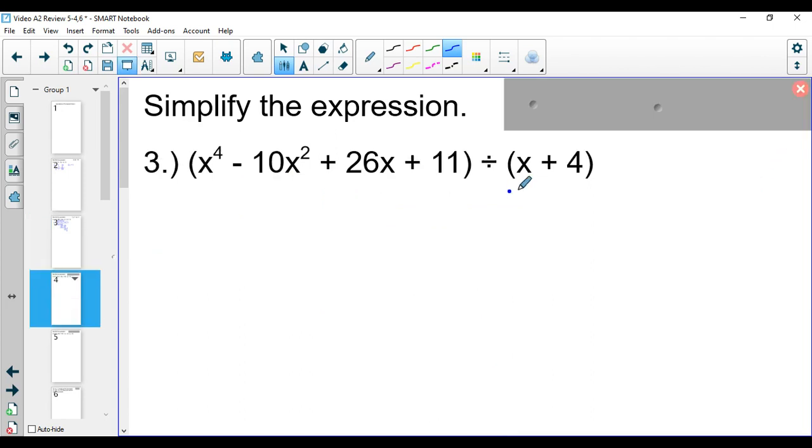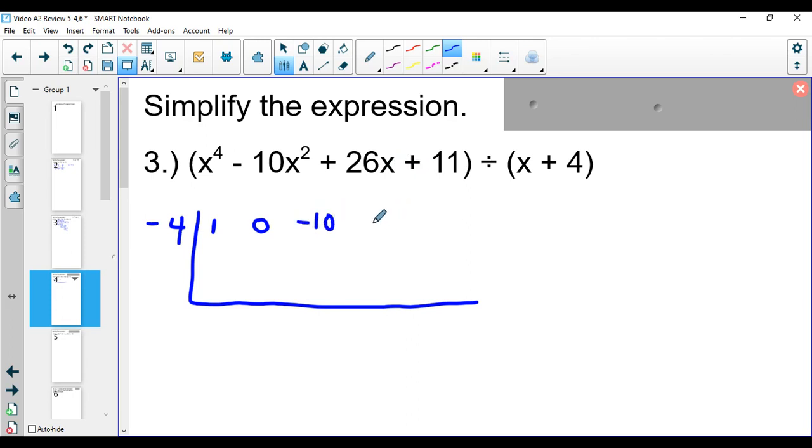Number three, another division problem. Here we're allowed to use synthetic division again because the x doesn't have a lead coefficient besides 1 and the power is 1. So we put the real root of what we're dividing by outside the synthetic division, and then we put our coefficients going across the top. So x to the fourth, the coefficient is a 1, and here, this is important to notice, we're missing an x to the third here. So we have to put a 0 for the x to the third. Then x squared is a negative 10, 26x is 26, and 11 is the constant.